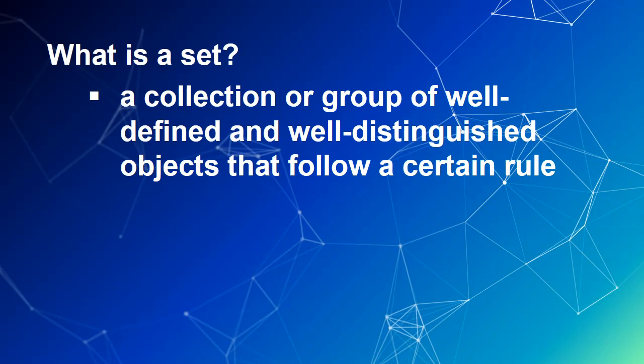Say set, this is a collection or group of well-defined and well-distinguished objects that follow a certain rule. So when we say a set, this is a group, a collection. It can be an object, a person, event, or anything that can be classified based on a certain rule.